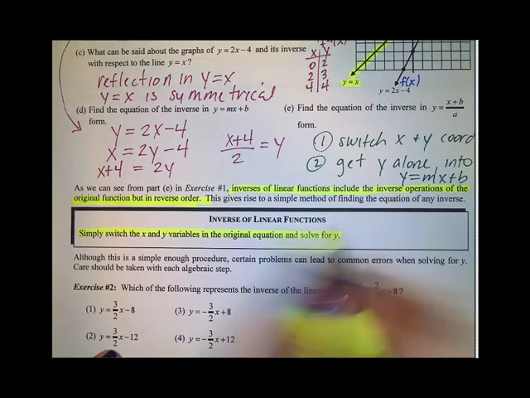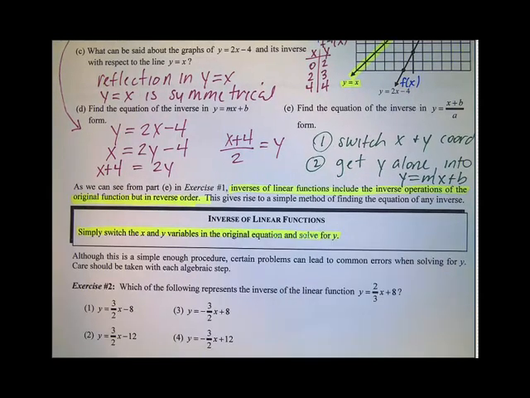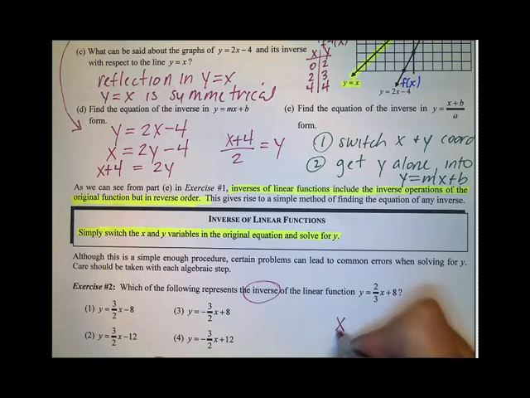So that's huge. Although this is a simple enough procedure, certain problems can lead to common errors when solving for y. Care should be taken with each algebraic step. So they want us to find the inverse of the linear function y equals 2/3 x plus 8. The first thing we're going to do is switch x and y.